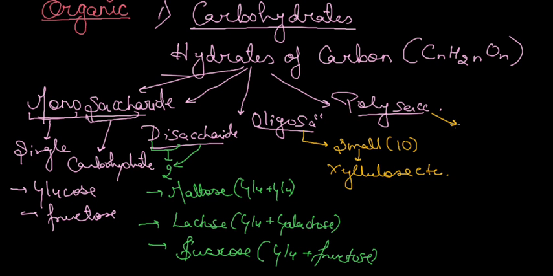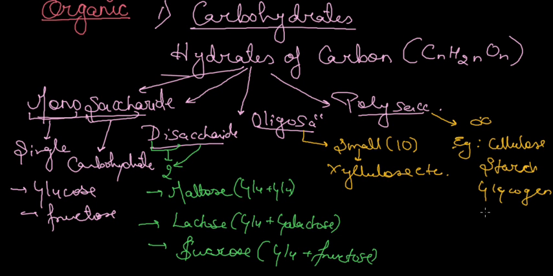In polysaccharides, an infinite or large number of saccharide units can be present. Examples are cellulose, starch, and glycogen. These are examples of polysaccharides.